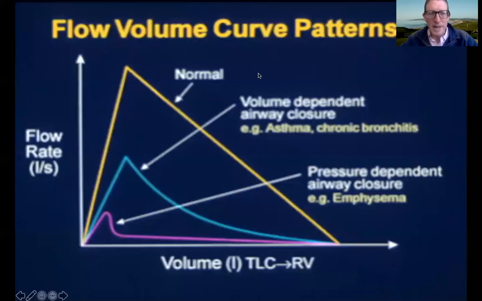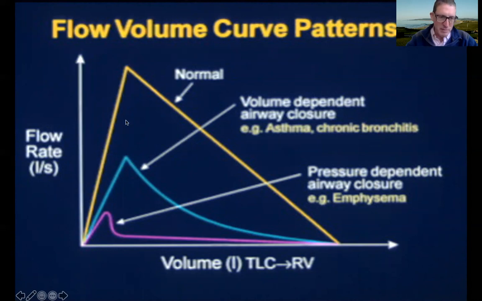So these are patterns. That's a normal triangle flow volume curve. That's total lung capacity, that would be residual volume, and that's the flow rate, volume divided by time. So in a normal person, you reach your peak expiratory flow rate, the maximum or peak expiratory flow, very quickly in the first second, and then the flow declines linearly until you can't breathe out anymore and you've reached residual volume. That's normal.